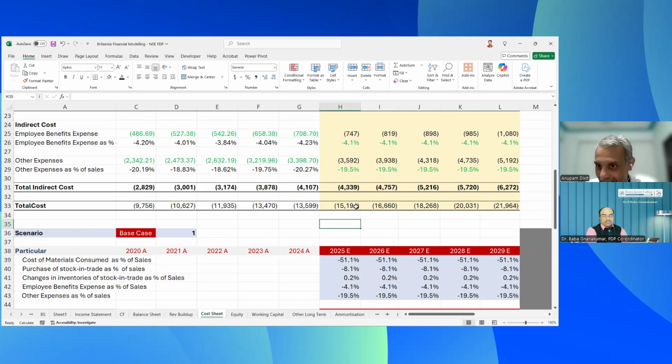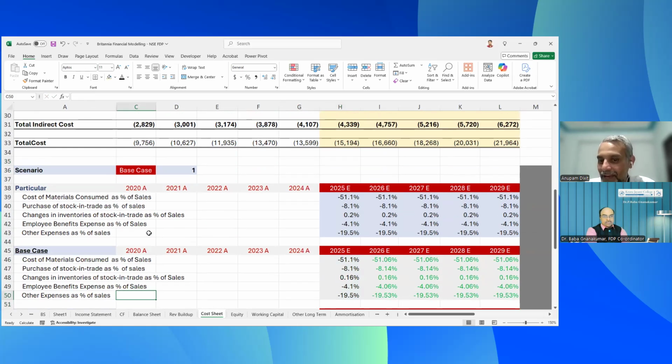Again, if you go down here, I have created that same thing here, right? The various scenarios. So if it's a base case scenario, 51.1%. If I change it to bull case scenario, my cost should come down. If I make it a bear case scenario, my cost should go up, right? Which is what is happening. 52% cost as a percentage of sales in bear case. And if it's a bull case, it becomes 49.5%. When I make it a base case, the value becomes 51.1%, right?